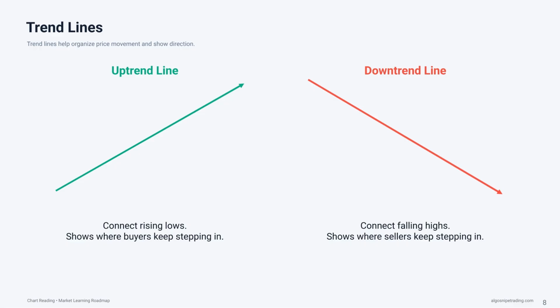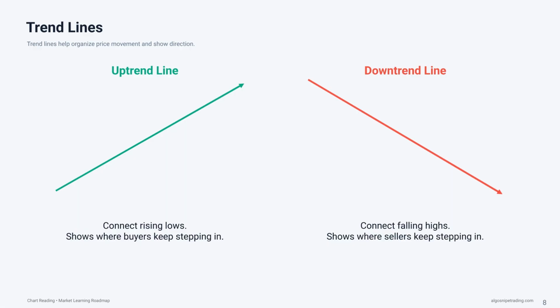A downtrend line is drawn by connecting falling highs. This means price tries to bounce, but sellers keep stepping in at lower prices. It shows weakness and seller control. Trend lines are not perfect exact lines. They should be treated like zones. Sometimes price may touch the line, slightly break it, and then continue the trend.